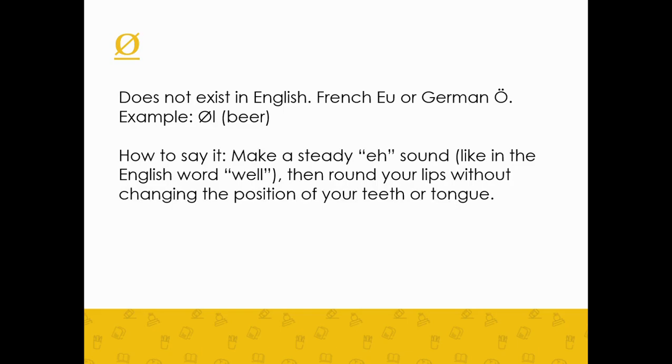How to say it? You need to make a steady E sound like in the English word "well". So well, and then you round your lips without changing the position of your teeth or your tongue. Then you should get something similar to this sound. It's one of the most dreaded sounds of Danish, the Danish Ø. So if you can master this, you've truly mastered Danish.